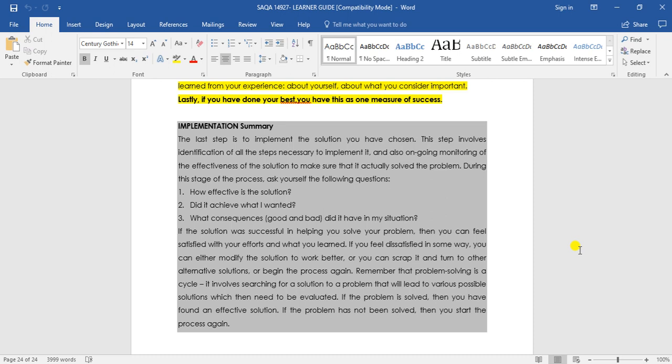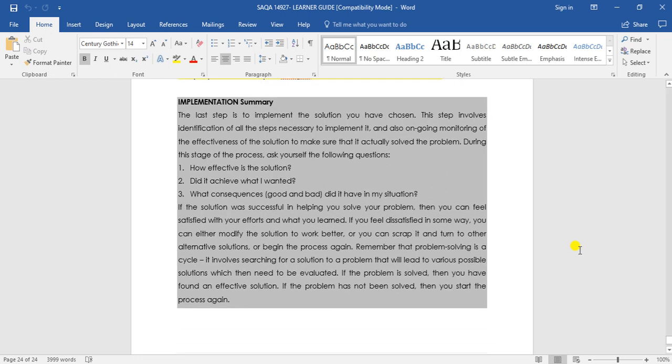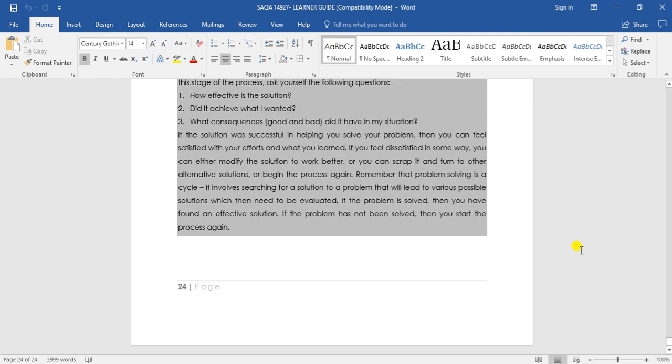Remember that problem solving is a cycle. It involves searching for a solution to a problem that will lead to various possible solutions which then need to be evaluated. If the problem is solved, then you have found an effective solution. If the problem has not been solved, then you can start the process once again.